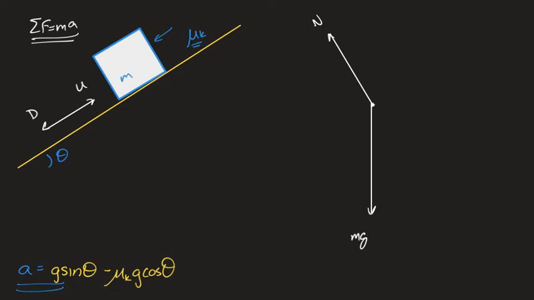But it's a choice you have to make. If the box had an initial velocity up the ramp, then friction would be down the ramp. And don't think that I can't do that on our next practice.